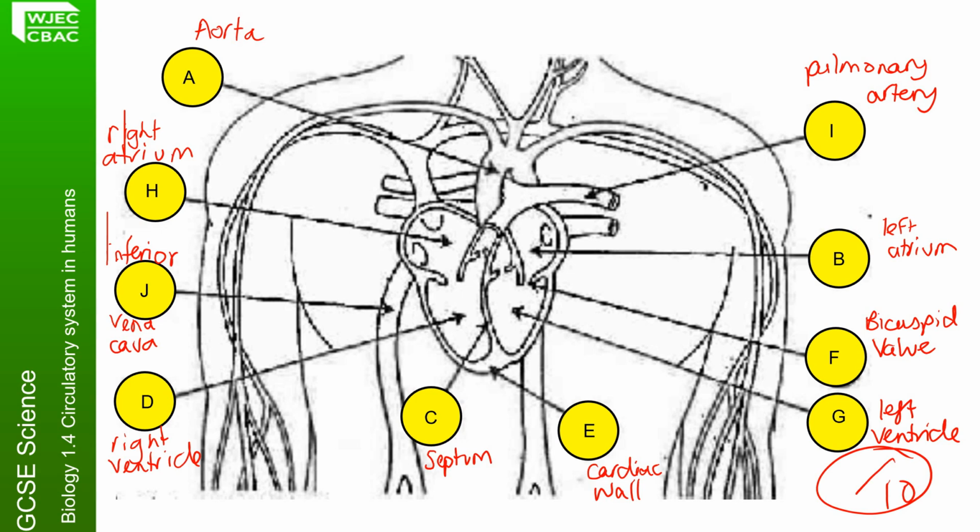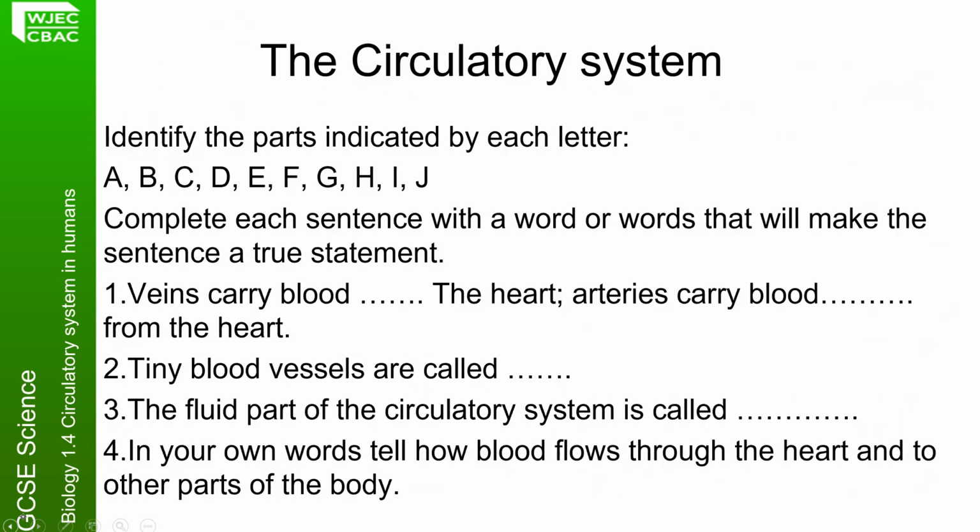diagrams, okay? So underneath that diagram, you've got some questions here. So we've already done that bit. We've identified the parts. Complete each sentence with a word or words that will make the sentence a true statement. So veins carry blood, something the heart. Arteries carry blood, something from the heart. So veins carry blood to, and that should be a lowercase, it automatically does it after a full stop. And arteries carry blood away. Easy way to remember this, arteries begin with A, away begins with A.